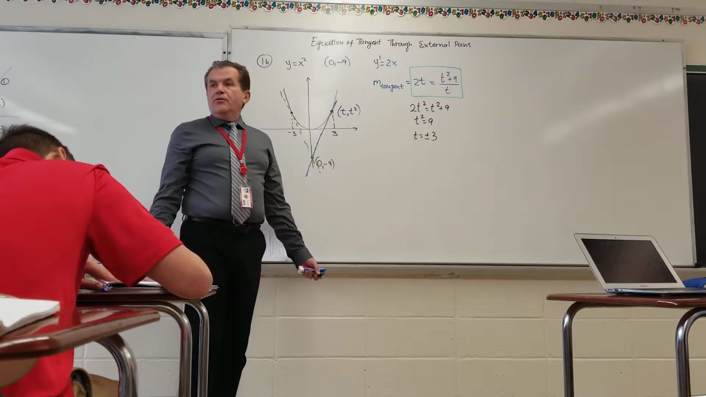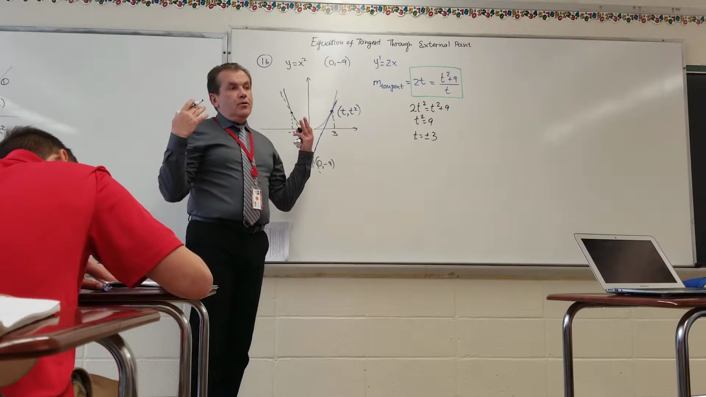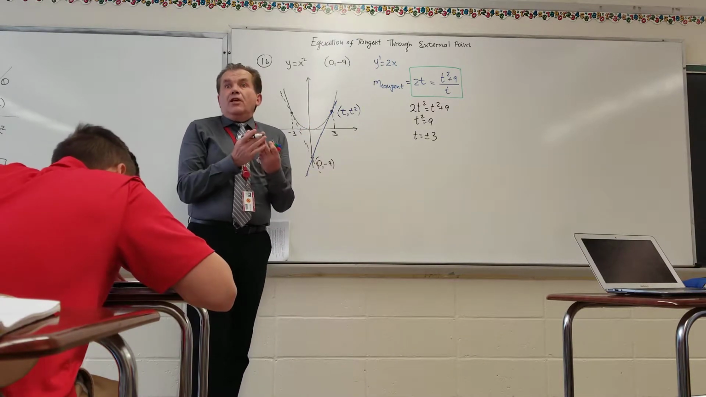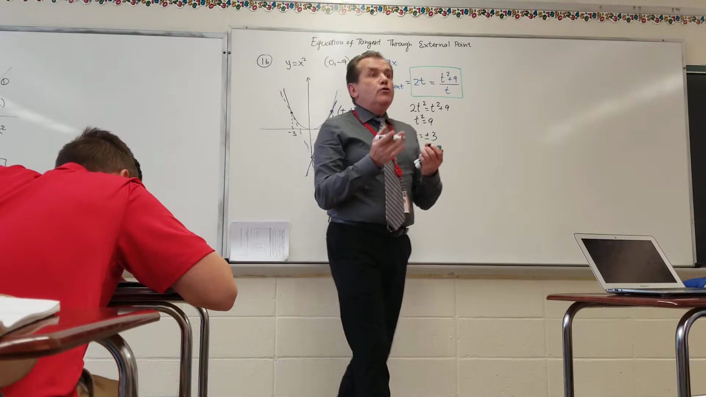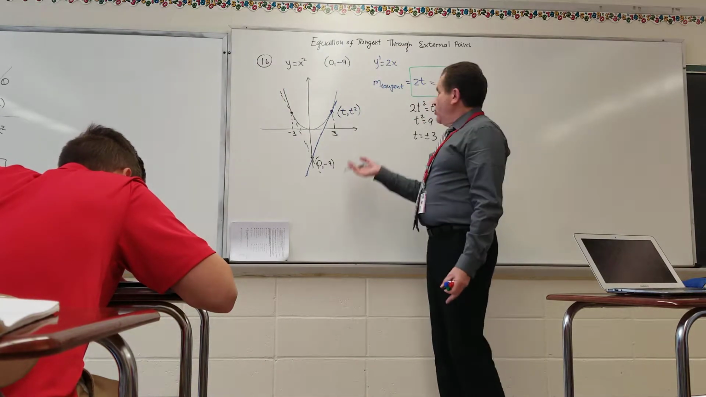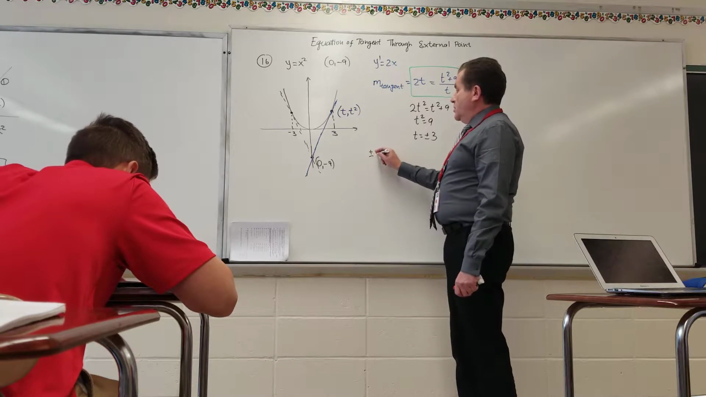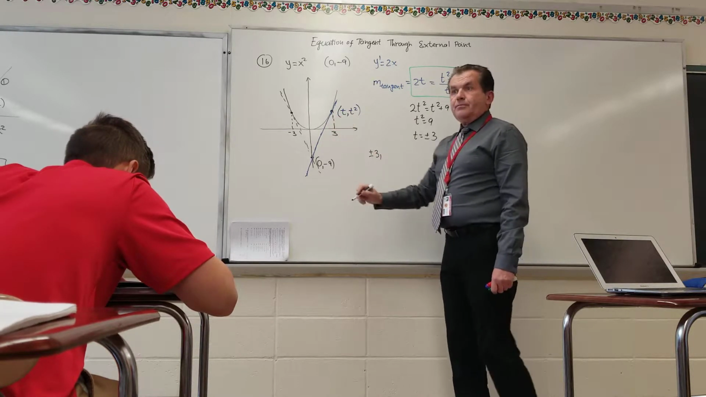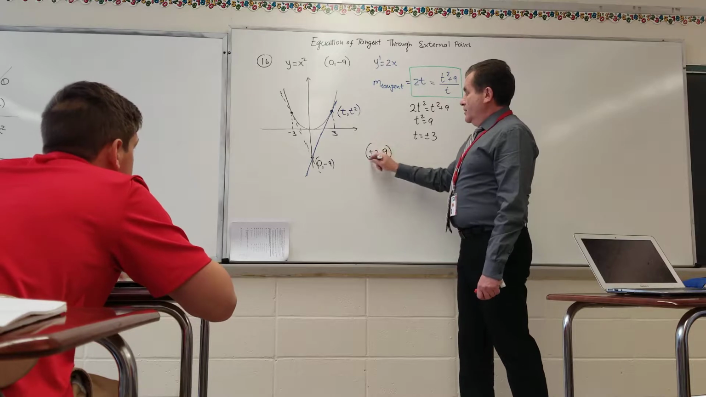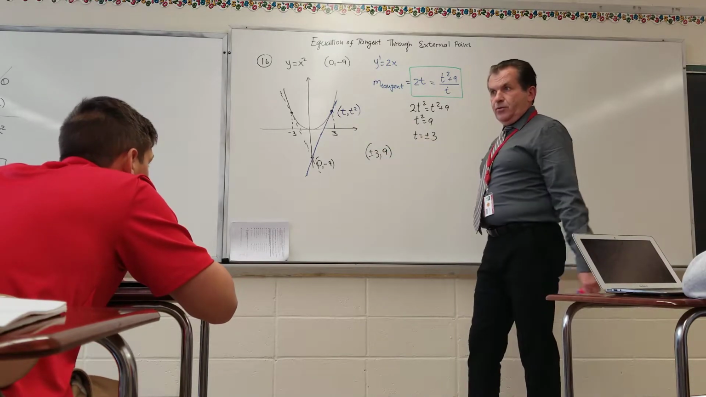So far understood, my friends? So now we can find the equation of both tangents, and if they're asking you to find the point of tangency, you know the point of tangency is going to be plus or minus 3, 9, since it's t squared, right?